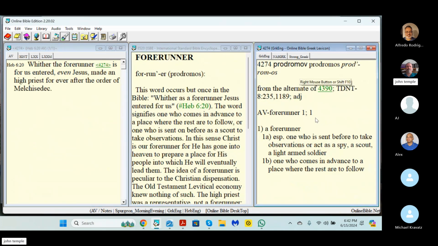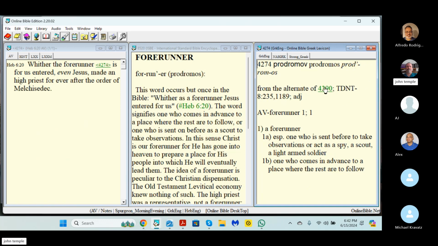is the forerunner. I don't want to get too far into this because then it'll take us into the first fruits and the first ripe fruit, and that could just take the whole night, which probably I should do, but I still want to stick with this fig over here. But this prodromos is one time in the Bible.